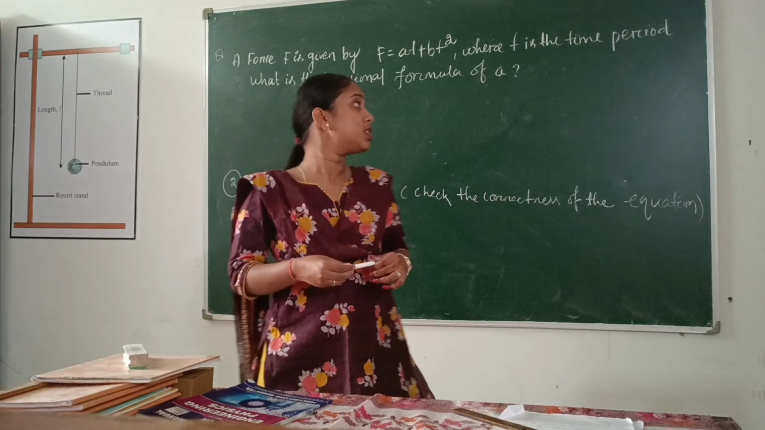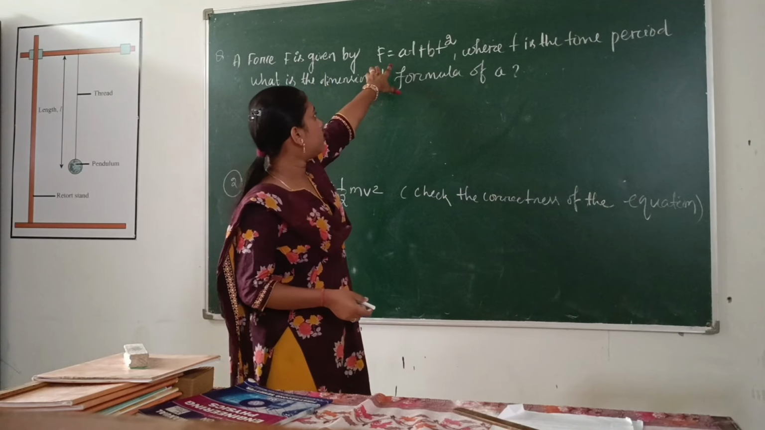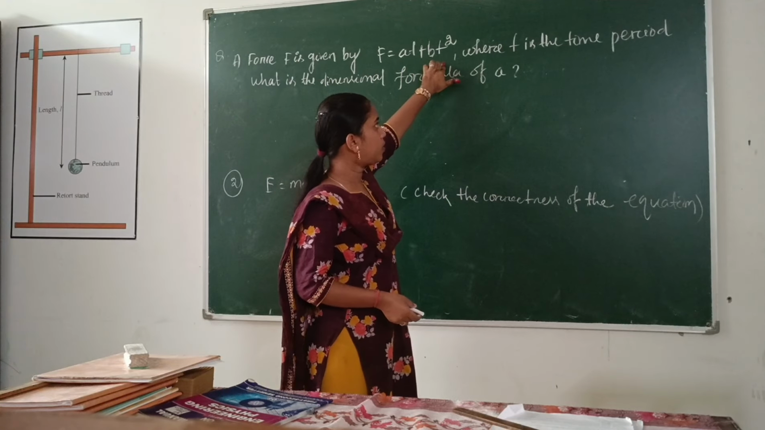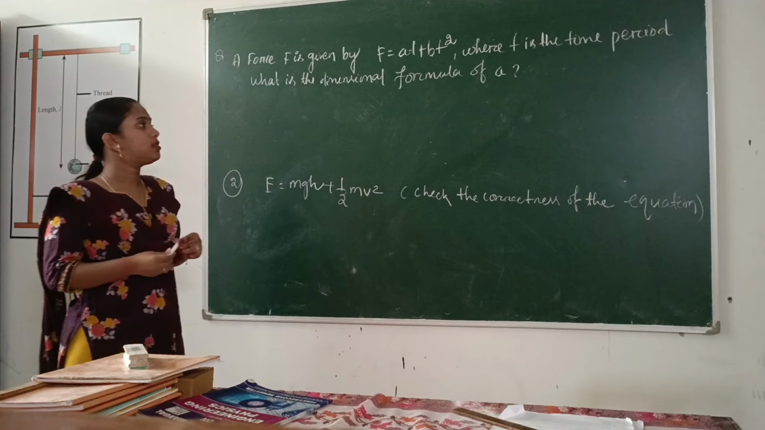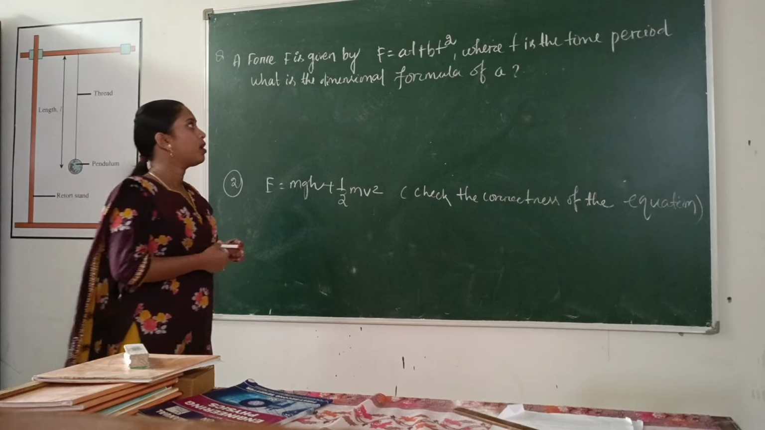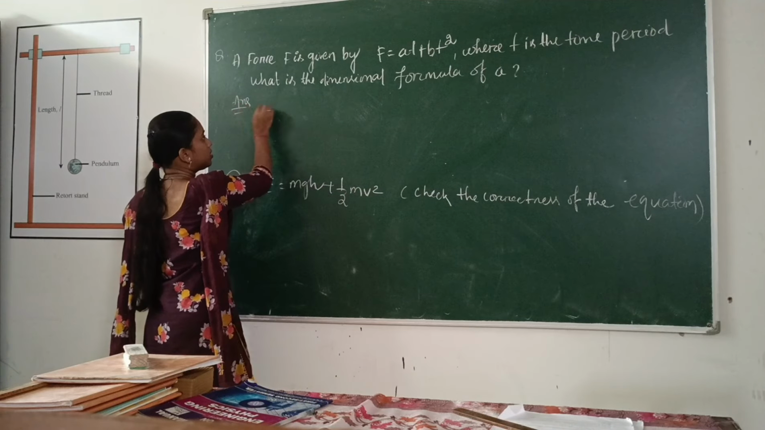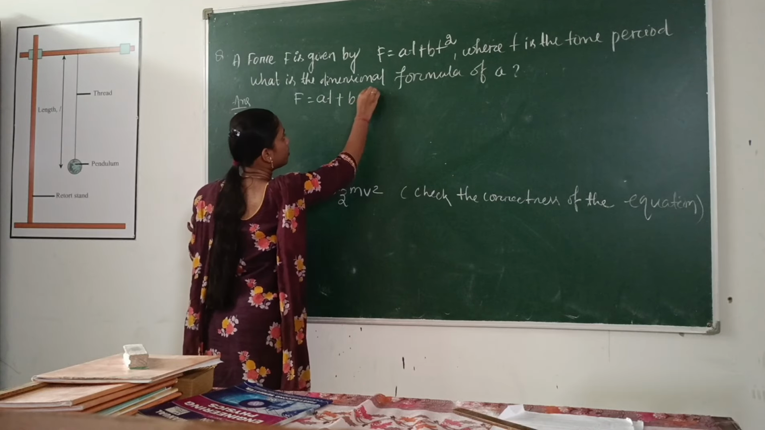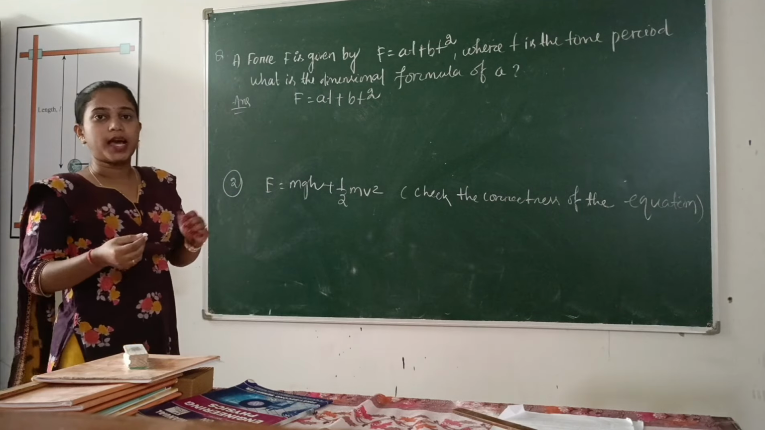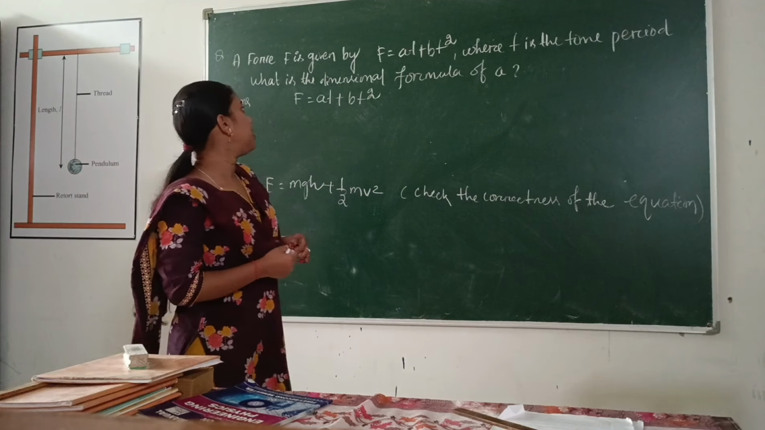Coming to the next question, a force F is given by F is equal to a into t plus b into t square, where t is the time period, and what is the dimensional formula of a? So the equation is F is equal to a into t plus b into t square. By means of dimensional analysis, we have to find the dimension of a.